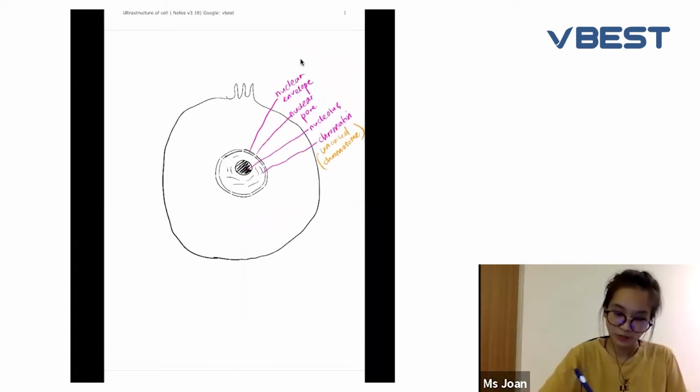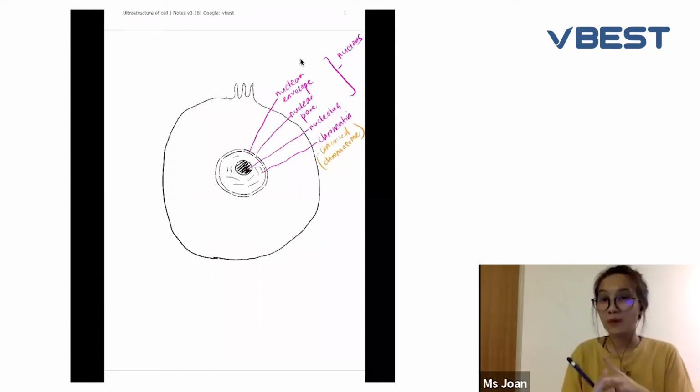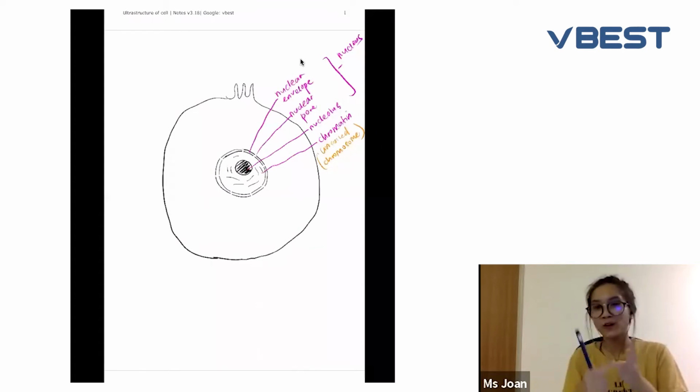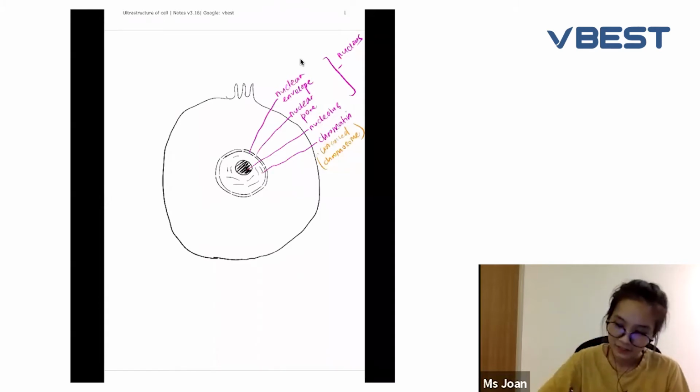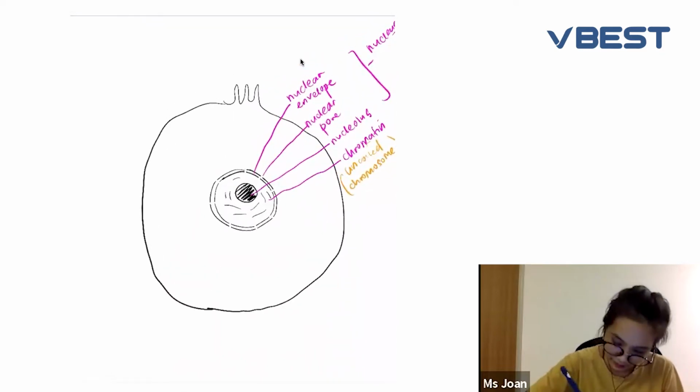So the whole thing makes up your nucleus. Ta-da! So how many things do you need to know in your nucleus? Four structures: nuclear envelope, nuclear pore, nucleolus, the black region, the dark hole, and the last one is the chromatin. As usual, like what you learned in IG, we can continue drawing it.